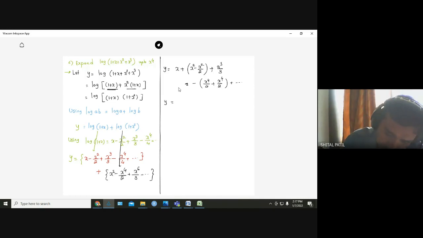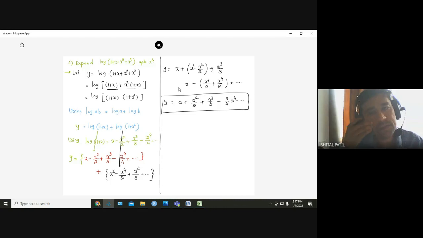y equal to x plus x square divided by 2 plus x cube divided by 3 minus 3 by 4 x raised to 4. This is the required expansion. Hope it is clear to you.